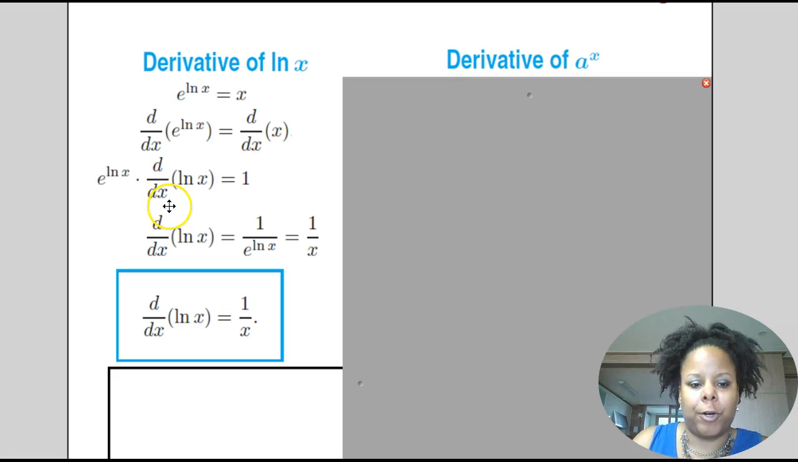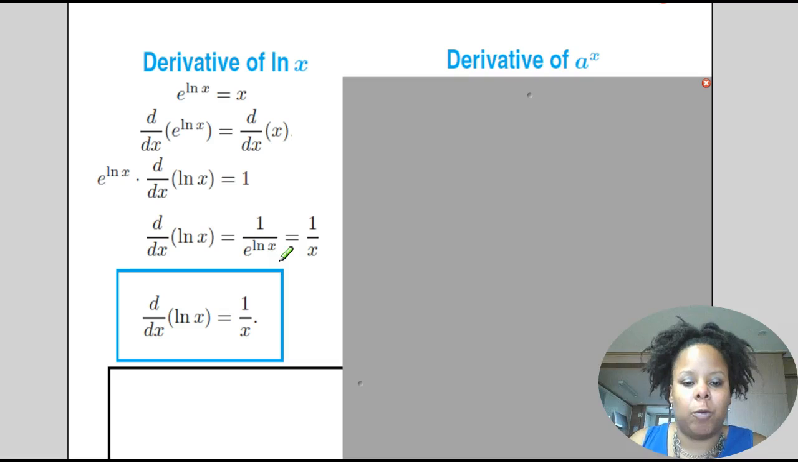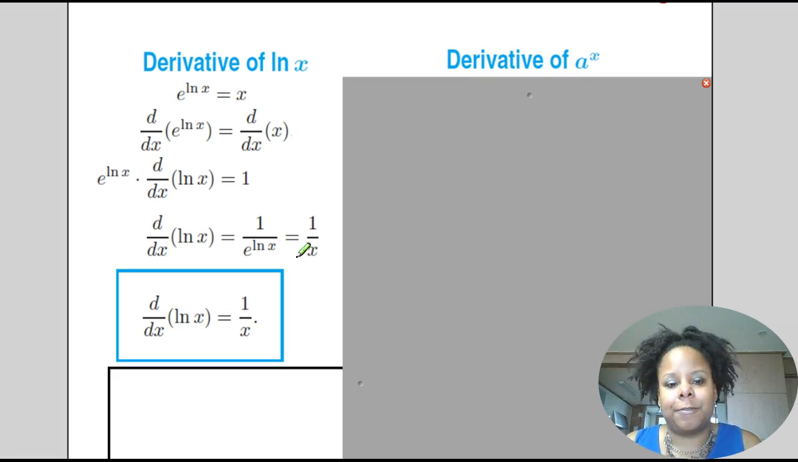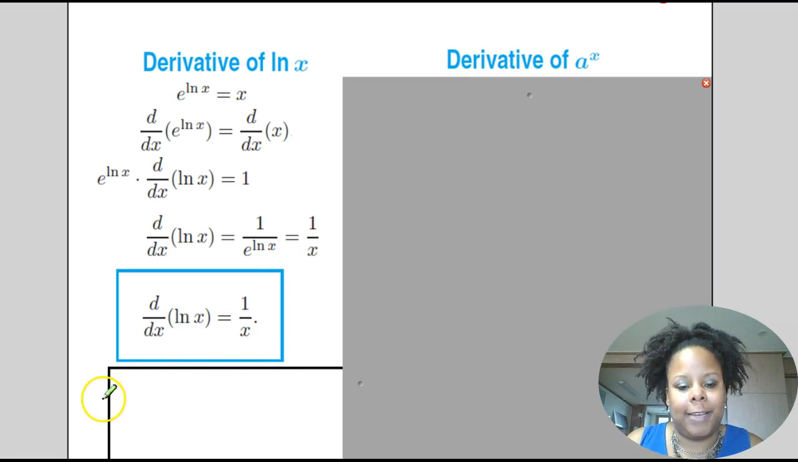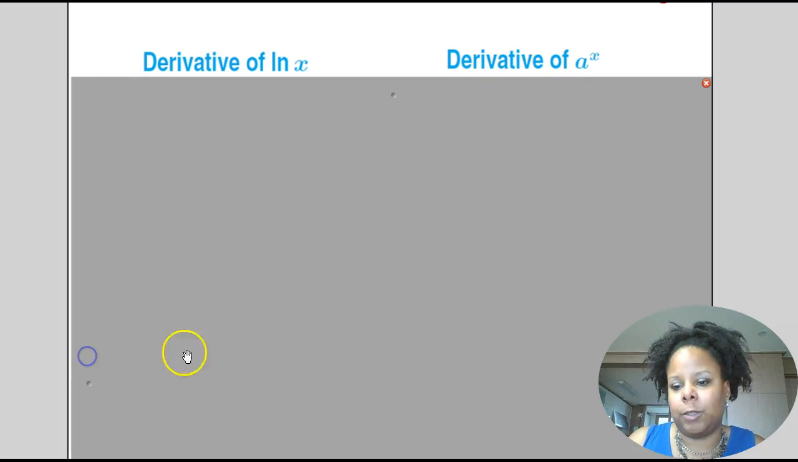And if we isolate the derivative of ln x with respect to x, then we end up with the derivative of natural log of x equal to 1 over e to the natural log of x, which we know because of inverse properties is equal to 1 over x. So a very, very important derivative formula is that the derivative of natural log of x is equal to 1 over x. Okay, let's take a look at the other situation, which is a to the x.